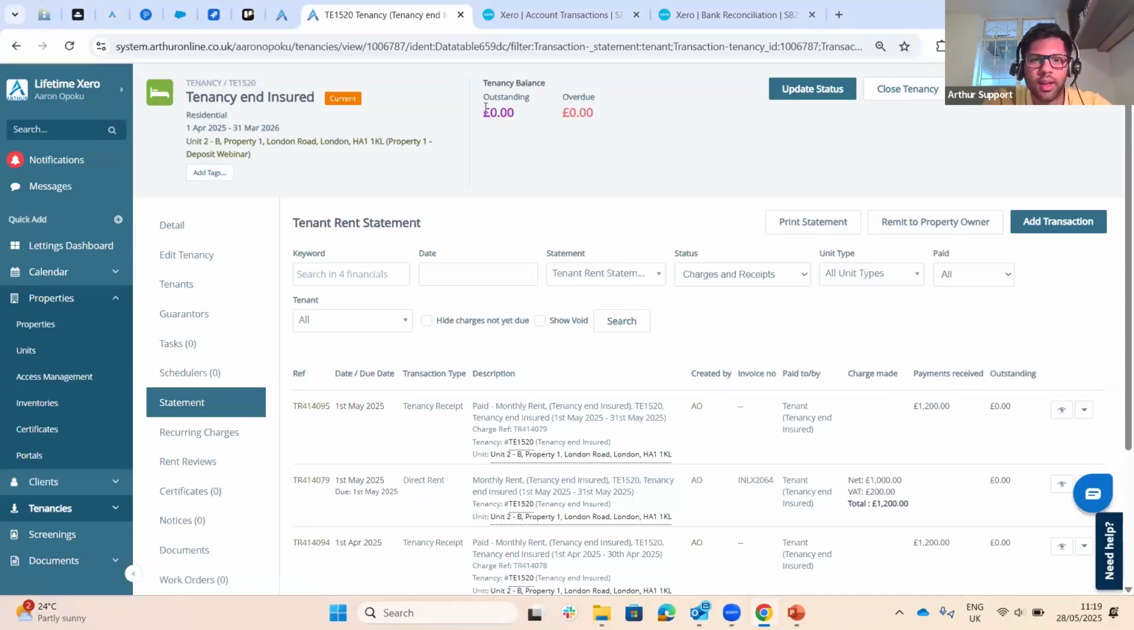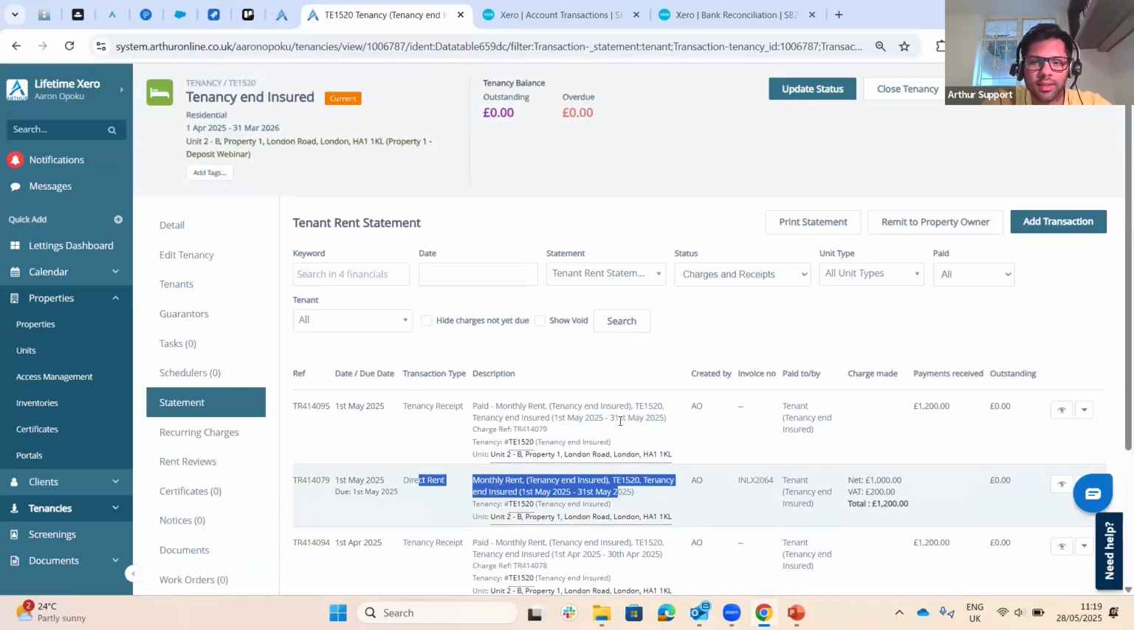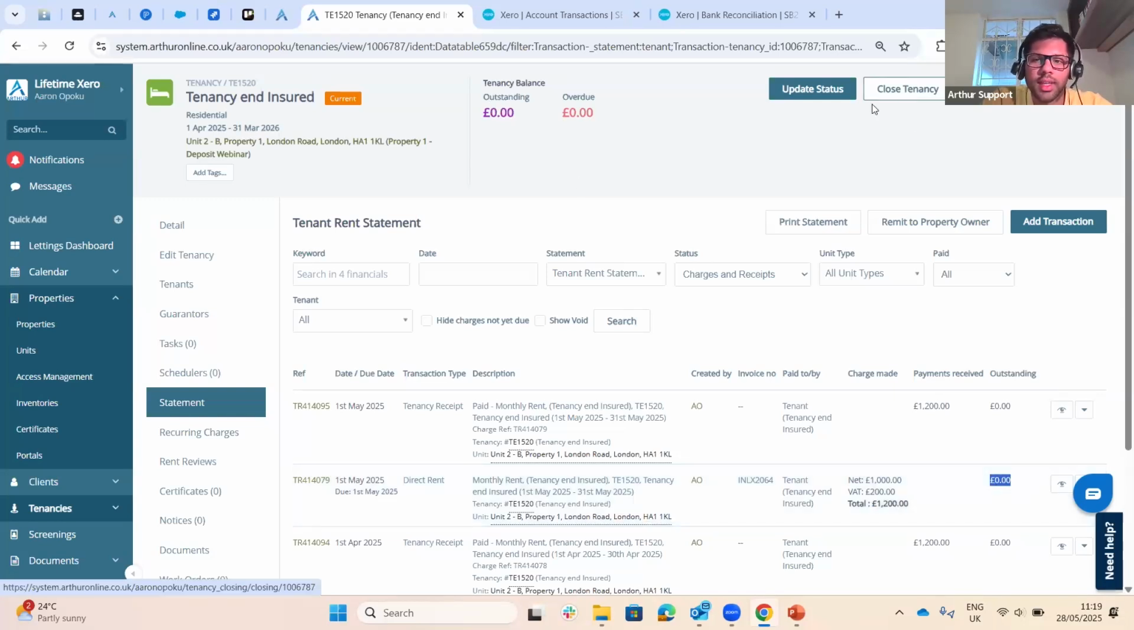So for example, let's say there was £100 rent still outstanding here at the end of the tenancy for this charge. Let's say that the tenant underpaid their rent or part paid their rent, and there was still £100 outstanding. When you go to close tenancy, that £100 will appear in that screen because you then have the option of deducting that £100 from the deposit that's being held. So you could have a £500 deposit held, and then you take out £100 and then you make a refund of £400.